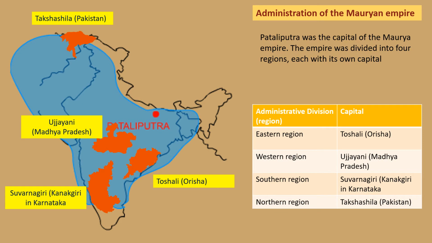There was a council of ministers which advised the king in matters of administration. There were many officers working at different levels. There was an efficient intelligence service which kept an eye on the administration and on the movements of the enemies.